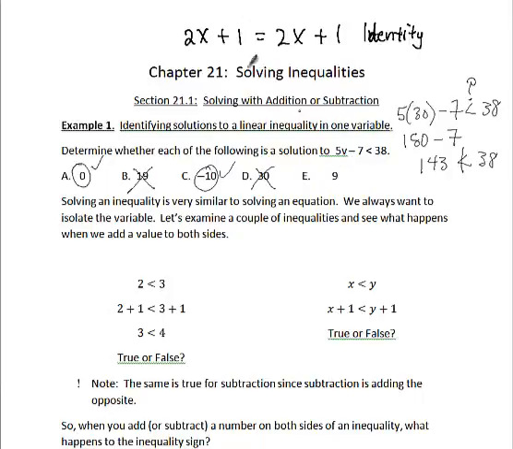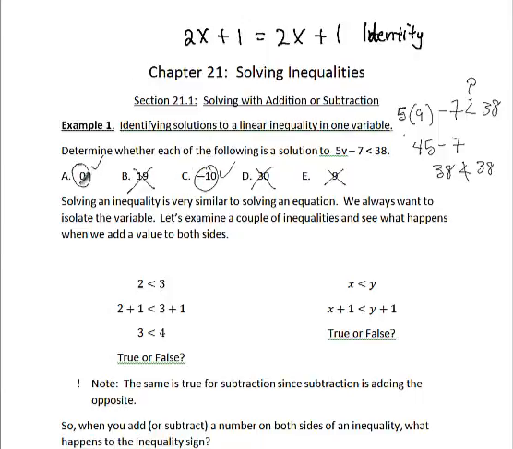And finally, what about 9? 5 times 9 minus 7. We get 45 minus 7, which gives us 38. And in this case, 38 is not less than itself, so this is not true. And 9 would not be a solution to this inequality. But already we have at least 2, and there's actually more.